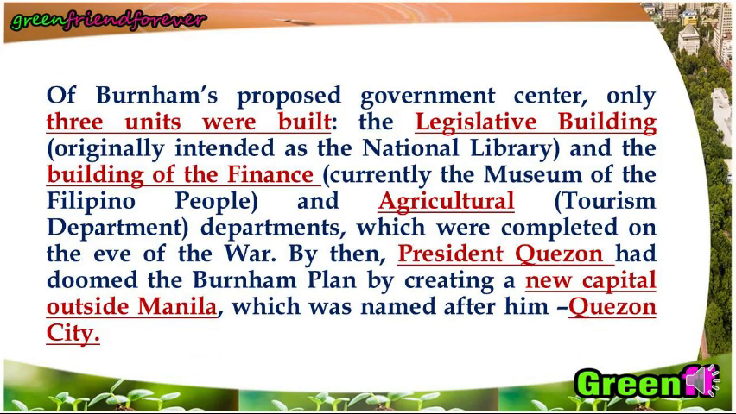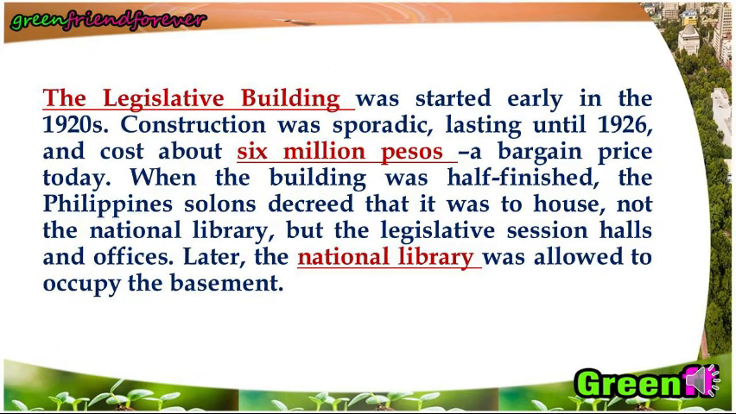Of Burnham's proposed government center, only 3 units were built: the Legislative Building, originally intended as the National Library, and the Building of the Finance, currently the Museum of the Filipino People. An Agricultural, Tourism departments, which were completed on the eve of the war. By then, President Quezon had doomed the Burnham Plan by creating a new capital outside Manila, which was named after him, Quezon City.